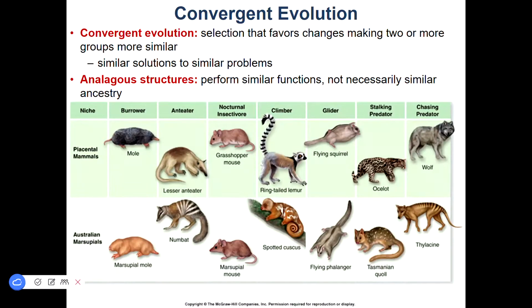Convergent evolution is kind of the opposite. So divergent evolution, we're diverging, we're differentiating, we're becoming different. Convergent evolution is selection that favors changes making two or more groups more similar. So we have placental mammals, all up here, which are organisms like us that our embryos and our offspring develop in a placenta. We have marsupials, where their offspring actually develop in a pouch.